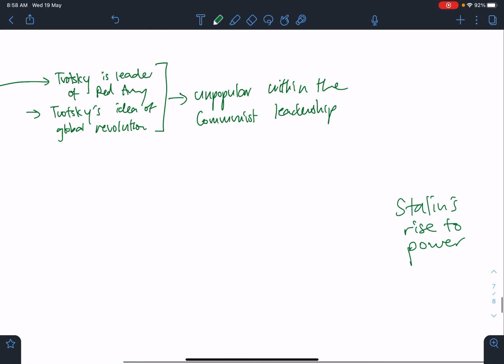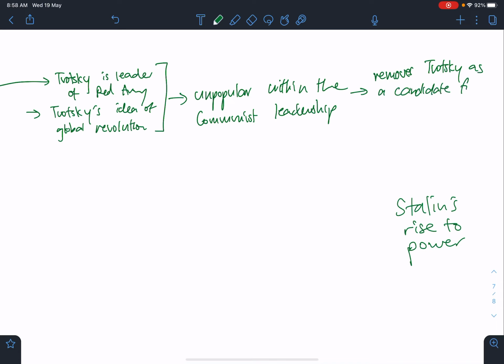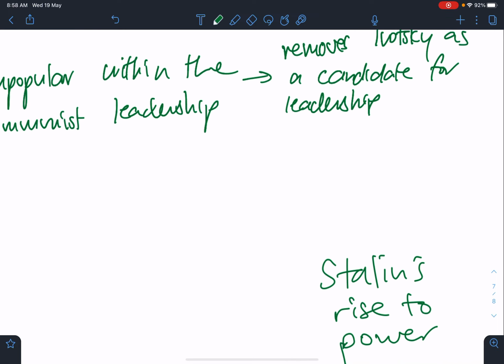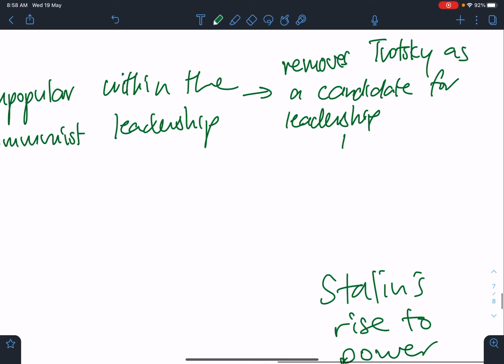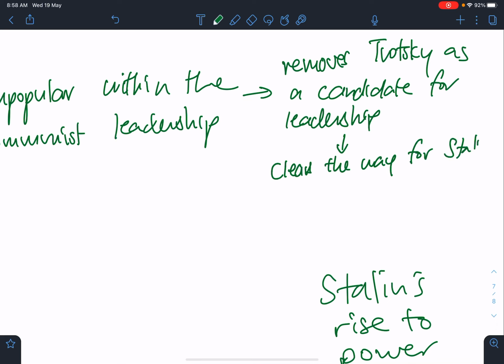Therefore, what is the big deal about this unpopularity? It means that it removes Trotsky as a candidate for leadership. Which means that if I remove Trotsky as a candidate for leadership, it clears the way for Stalin to take advantage, which is why it allows him to rise to power.